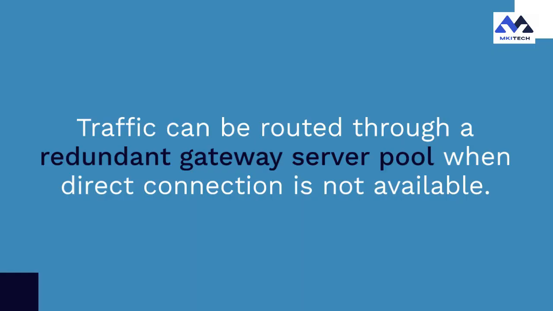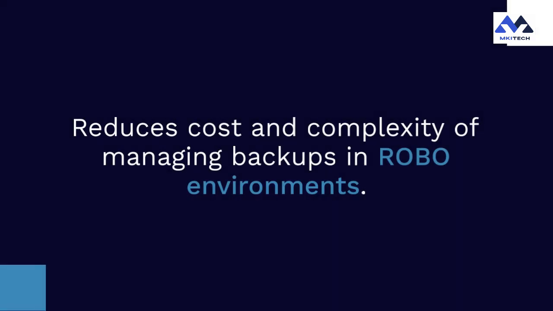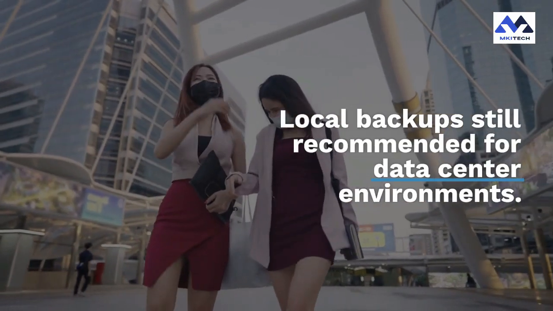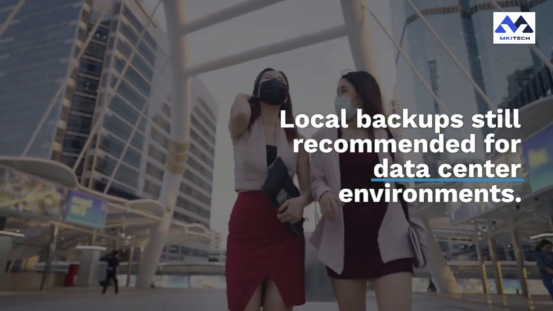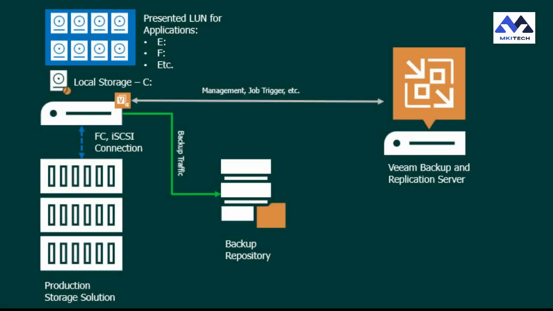redundant gateway service pool. When it comes to direct-to-cloud, it basically reduces the overall cost and complexity of managing backups at the edge, such as in remote office, branch office, ROBO environments, with direct backups to cloud object storage. Something worth noting is the continued recommendation of local backups as the first step for data center environments due to the performance implications and extra cost of achieving the 3-2-1 rule when backing up directly to cloud object storage.